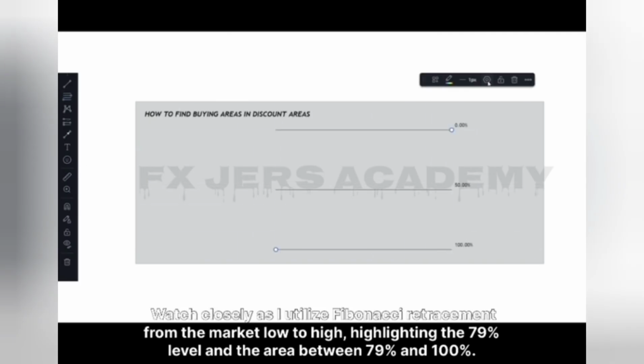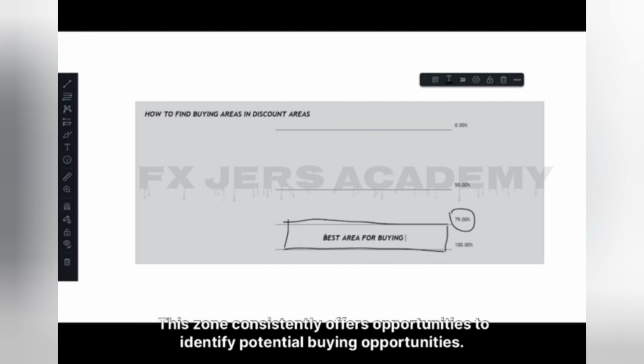Now, let's uncover how to pinpoint buying opportunities within the discount area. Watch closely as I utilize Fibonacci retracement from the market low to high, highlighting the 79% level and the area between 79% and 100%. This zone consistently offers opportunities to identify potential buying opportunities.